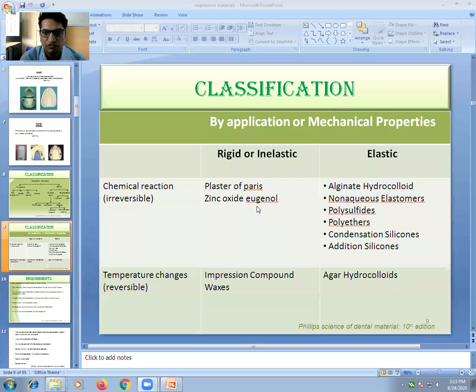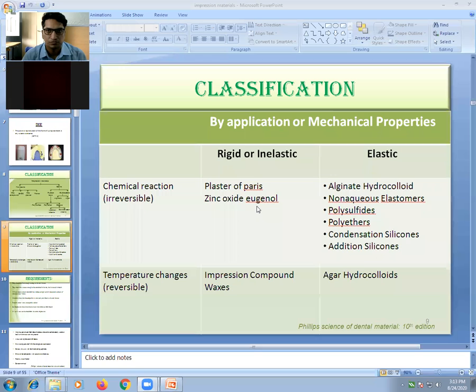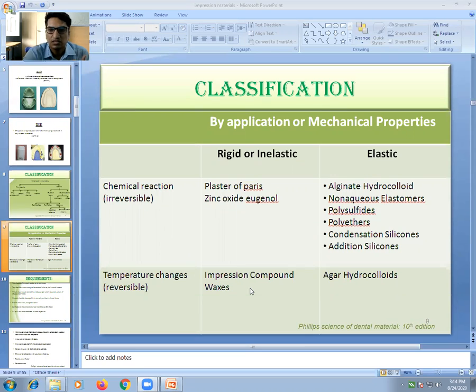So in rigid, we have plaster of Paris or gypsum products and zinc oxide eugenol. Whenever you mix, you all know, you pour out water, we put the plaster on it, the chemical reaction starts, and after some time it gets set. But it is an irreversible type of reaction. You can't separate your plaster from water. That's why all chemical reactions are irreversible, whereas there are certain materials which set by change in temperature.